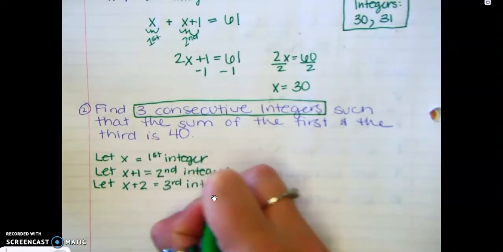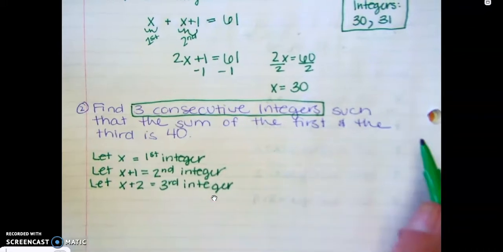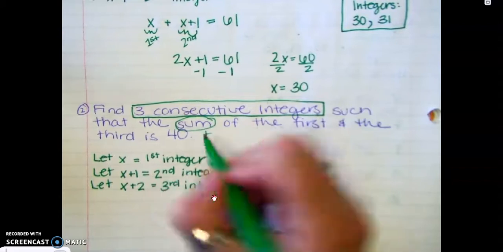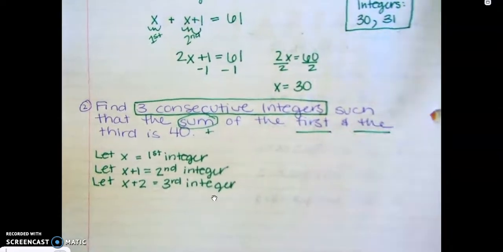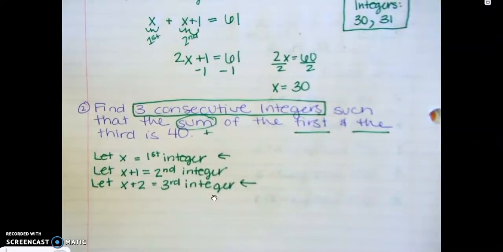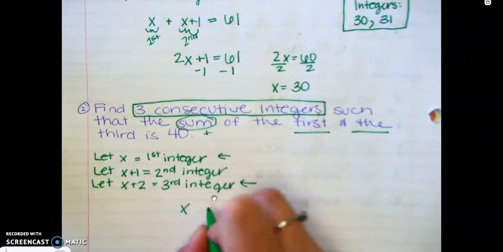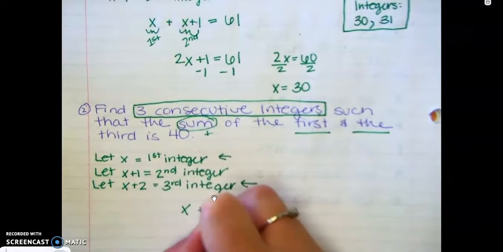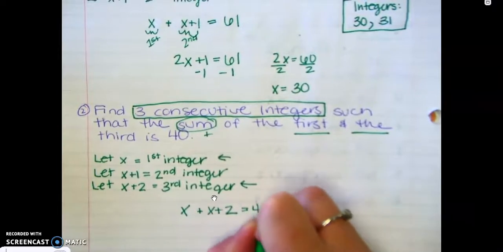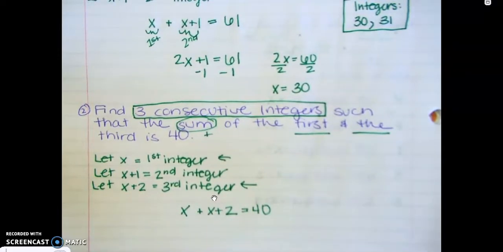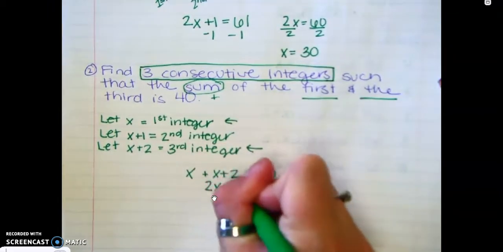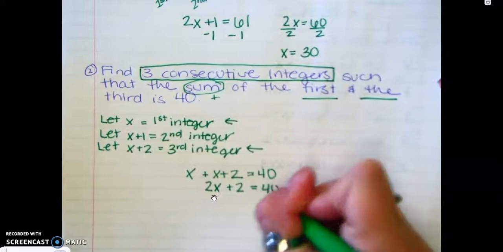Now that I have this labeled, I can use them in my equations. I'm going to read a little bit carefully. Such that the sum, that means add, of the first and the third. So I need this integer and this integer, and I have to add them together. I'm going to have x, that's the first integer, and then the third one is x plus 2. And I know that the sum of those two is 40. That's how I come up with that equation. I can just combine like terms. I get 2x plus 2 equals 40.